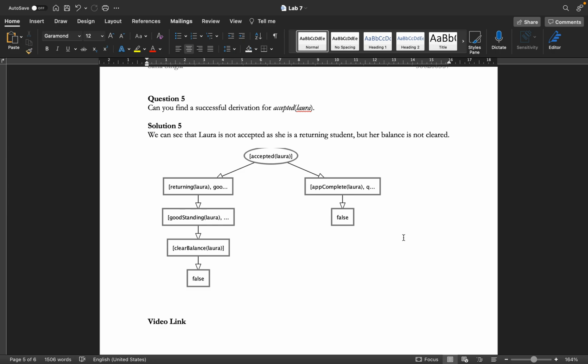The next question was to do the same for Laura. Now Laura is a returning student, so for the returning student rule, she needed to be returning, in good academic standing, and have a clear balance. We know for a fact that she is a returning student and in good academic standing, but her balance is not clear, so she is not accepted due to this rule. Also, her application is not complete, and she's not a qualified student because she's not a legacy student. So she's also not accepted due to this rule. Overall, she has not been accepted into the university.